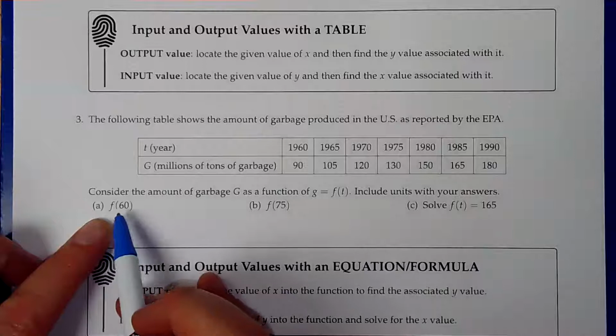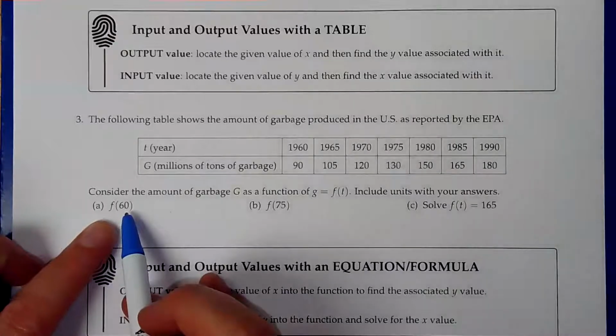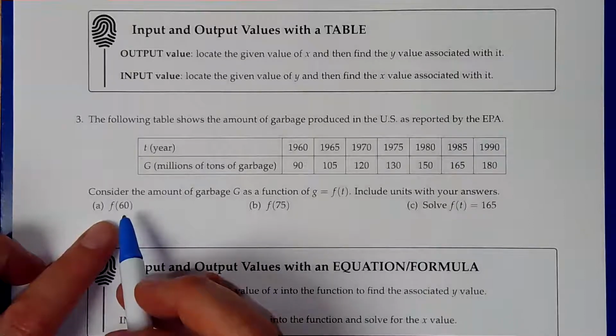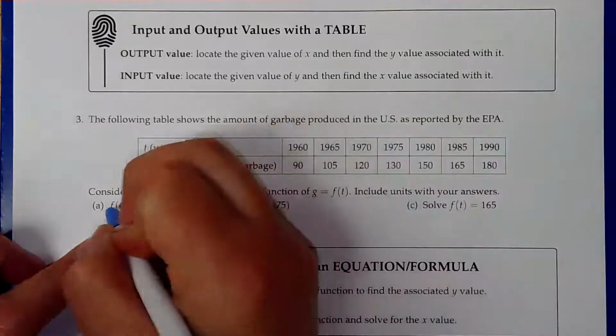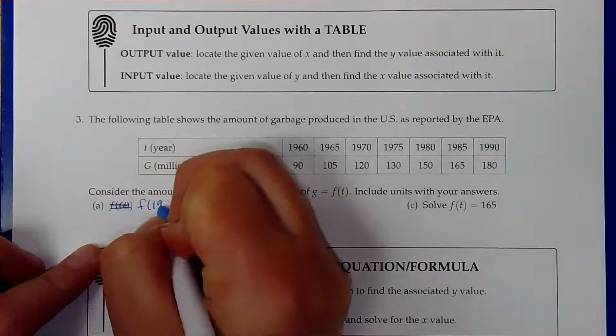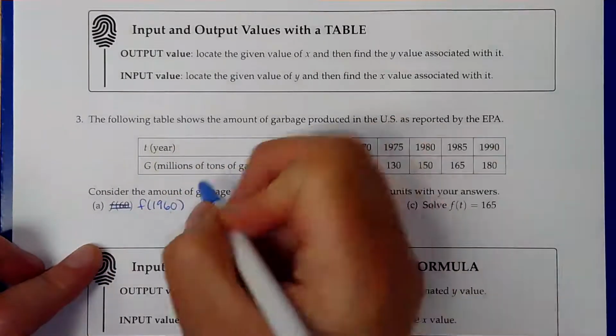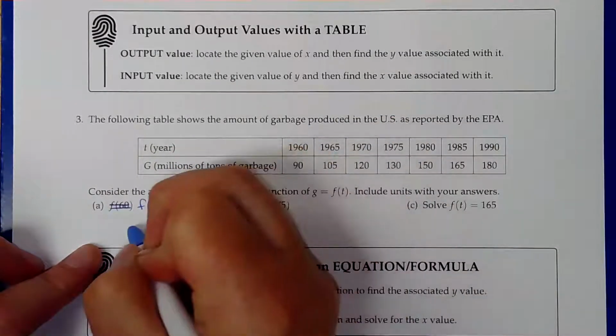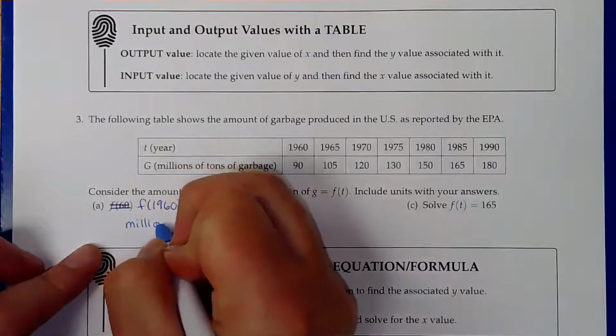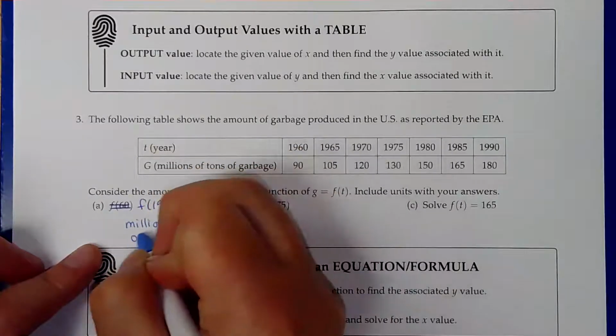We're looking for F of 60. So this is going to be F of 1960. Sorry, that's a typo there. So F of 1960, let me fix that, is going to be 90. So we have 90 million tons of garbage.